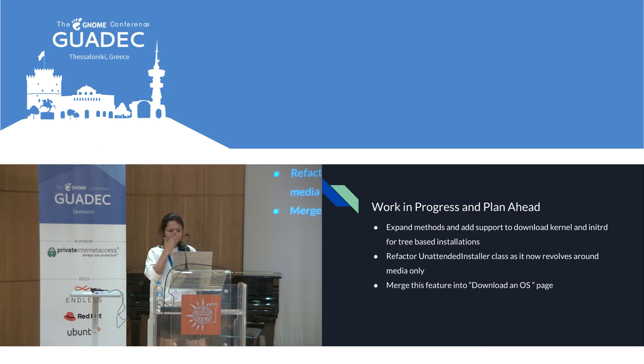And we don't want this feature to show up explicitly. There's a download an OS page in GNOME Boxes, and we want to merge this feature into that option only, so the user won't be able to see whether it's a tree-based installation or media-based, because that's actually not required. So we'll just merge this feature into the download an OS page.